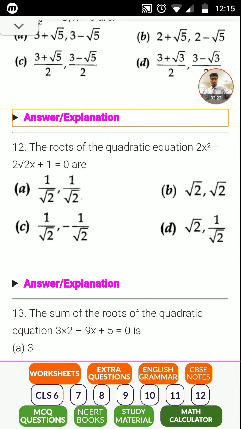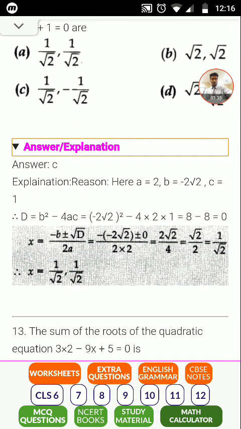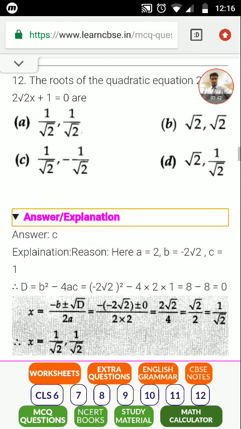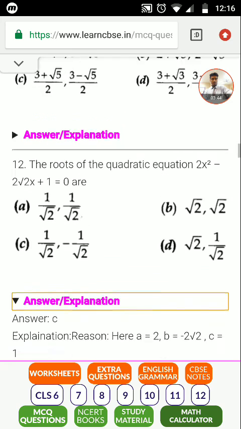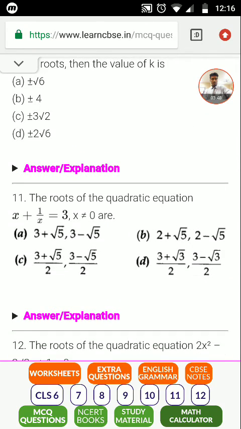Moving on to question number 12, the roots of quadratic equation. This are, again you have to factorize this thing and get the answer as C, plus minus 1 by root 2. Okay, that's it for today's class. I hope you understood all of these. I expect you to copy all of these down, and these will be your 10 important MCQs for class 10, okay, for your chapter number 4.